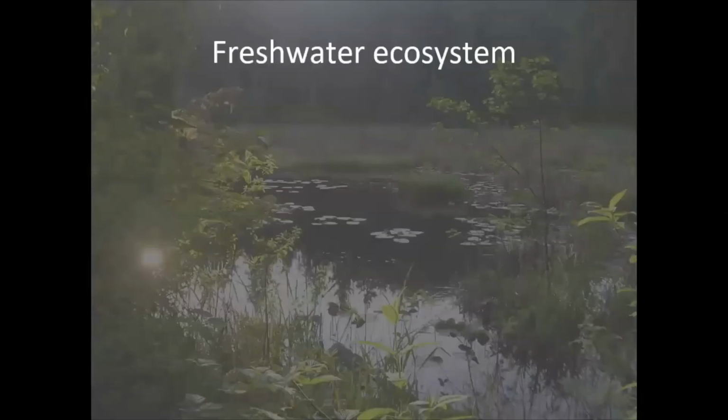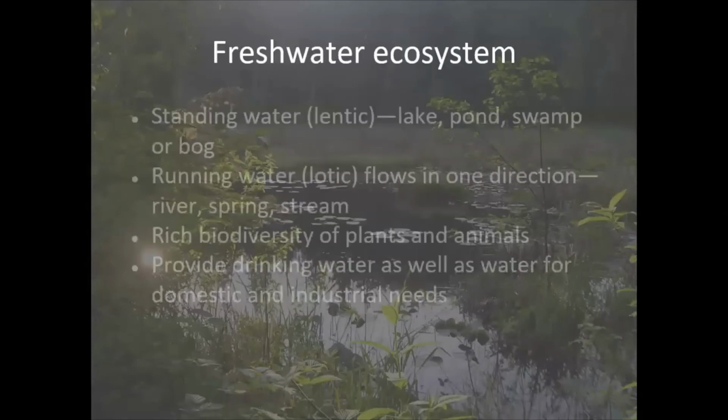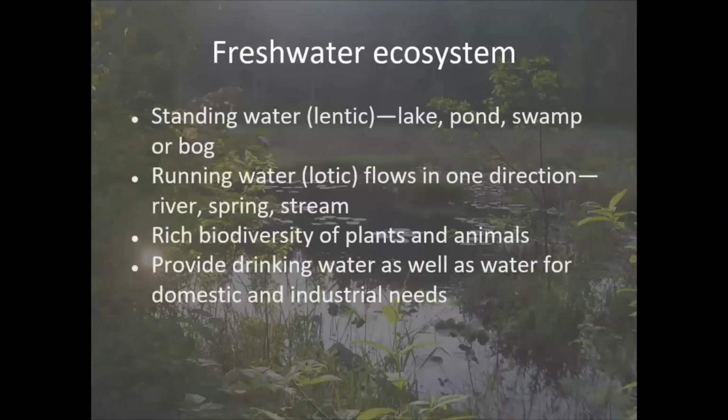Next one. So now we've come out of that and we're going into the water. So we're looking at freshwater ecosystems. There are two types of freshwater ecosystems. You have the standing water, like lakes, ponds, swamps, or the bogs. And you have running water, like the rivers, the spring, the stream, any type of moving water, you call running water, right? There's a rich biodiversity of plants and animals there.